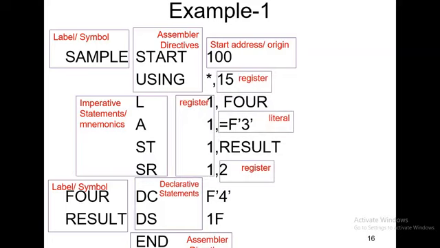Now see, here =F'3' is there. This is nothing but the literal. Literals are nothing but constants which are declared without any name. So this is known as literal. And here DC, after that F is given. That means you need one full word of memory. So for this execution you need 4 bytes of memory. Again in front of DS 1F is there. That means it again takes 4 bytes of memory for the execution.